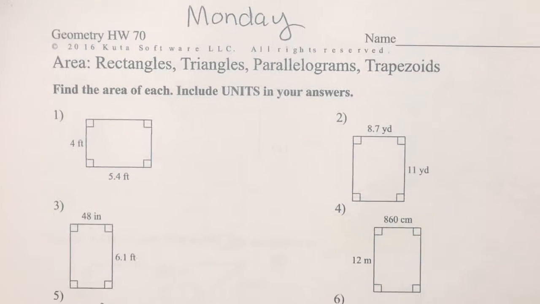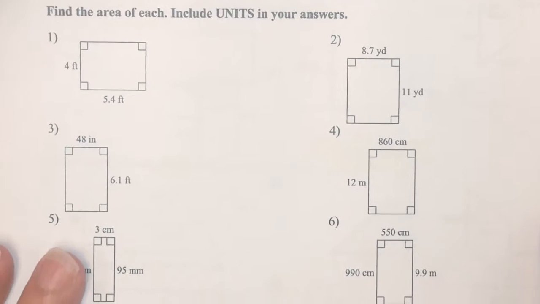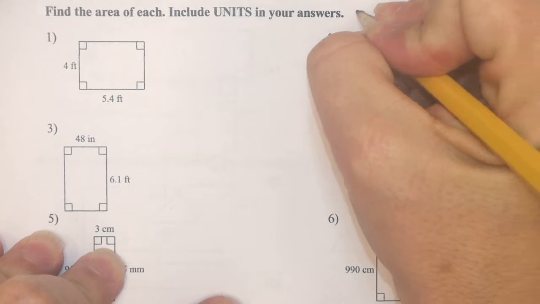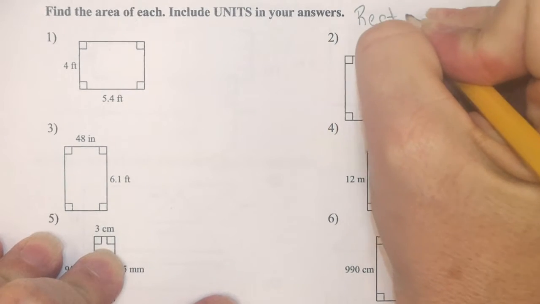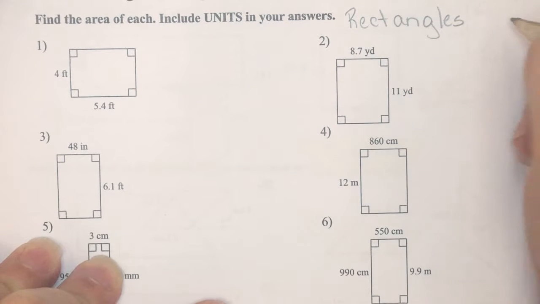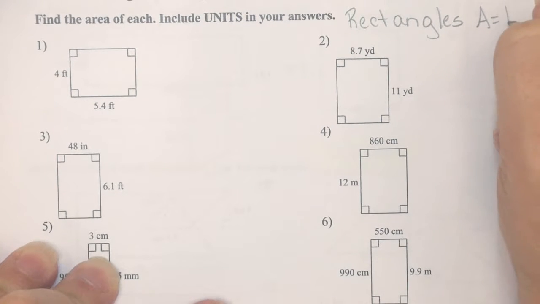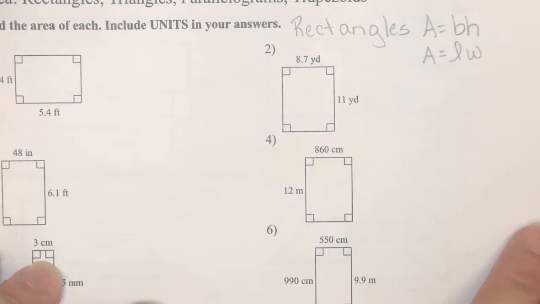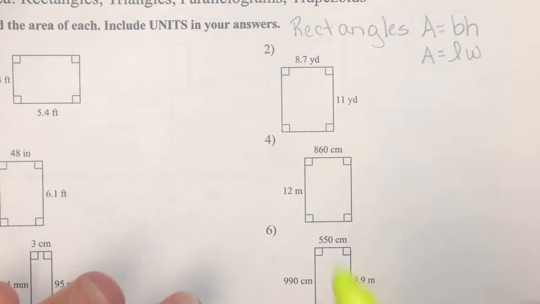So, let's talk. Okay, these first shapes are rectangles. I'm sure you can tell that, but they are rectangles. Now, the formula for a rectangle is area equals base times height, or you can do area equals length times width. Either way, that is fine.